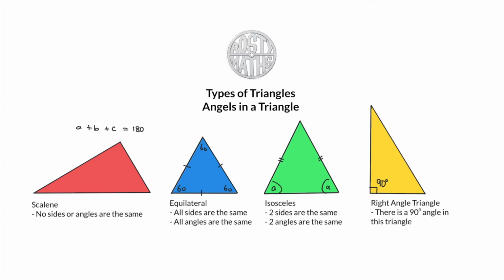Anyway, so this has got a right angle in it, so it's called a right angle triangle. And in this one as well, all the angles add up to 180. Now, how do we know that all angles add up to 180 degrees? Well, let's go on a little bit of an experiment.